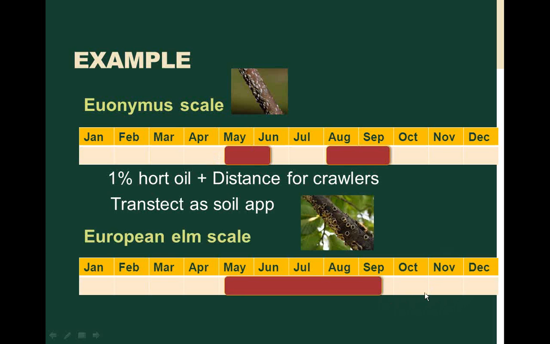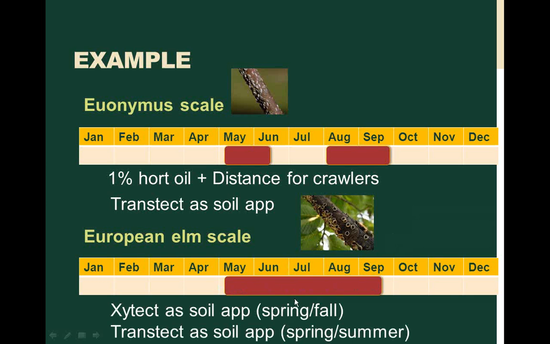European elm scale has a little bit broader period of time where you can actually get some good control. You can apply Zytec either in the spring or the fall, and even if you applied Zytec in the fall before, you will still get very, very good control. If you apply this, let's say in March, it takes anywhere from 6 to 8 weeks for uptake of Zytec, where Transtec goes up very, very quickly.